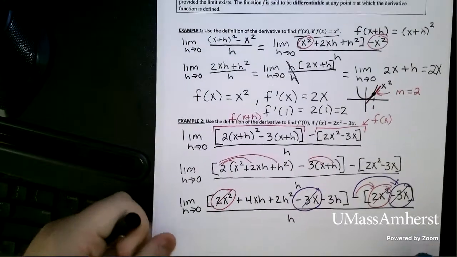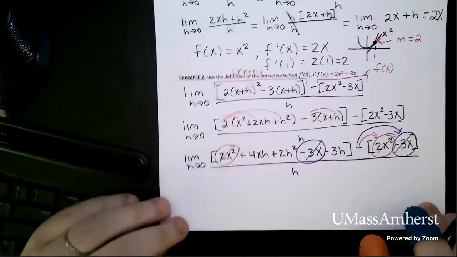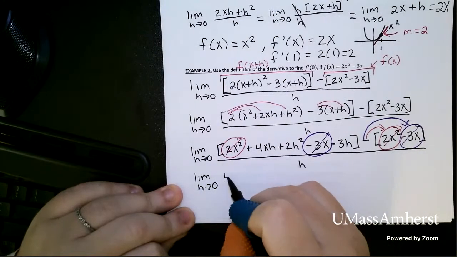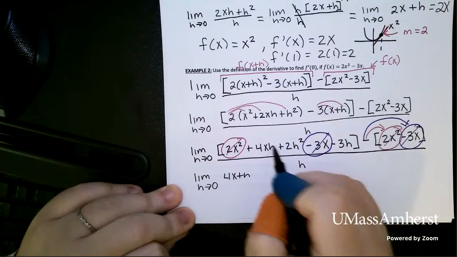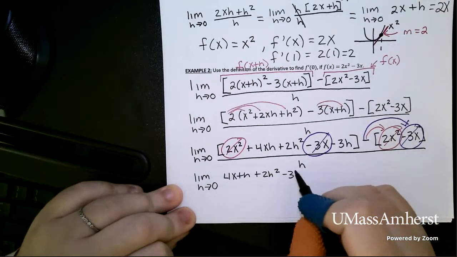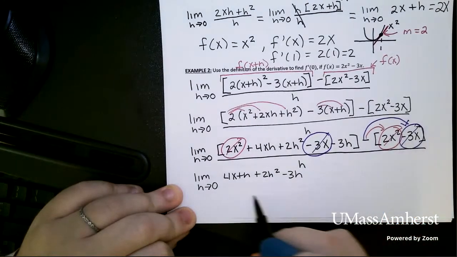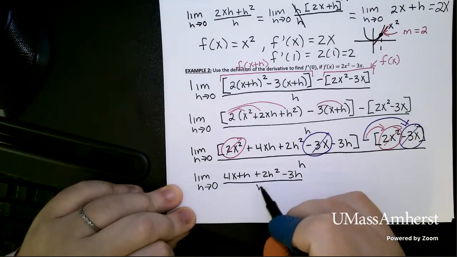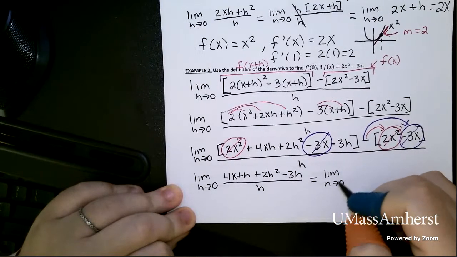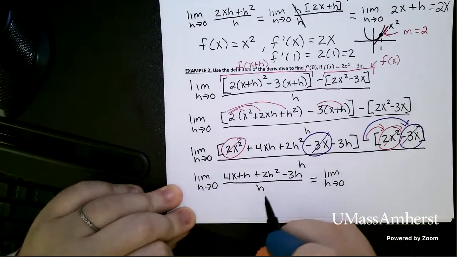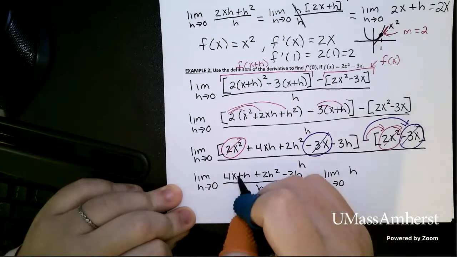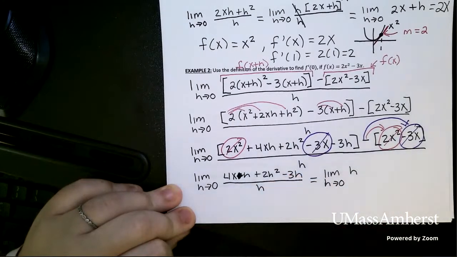So now that those are canceled, we have the limit as h goes to 0 of 4xh plus 2h squared minus 3h. Now both of these terms are gone, all divided by h. So like last time, I'm still a little worried here. I can't let h go to 0 yet because of my denominator. So I want to factor out an h right here from the top. That's 4xh, not 4x plus h.